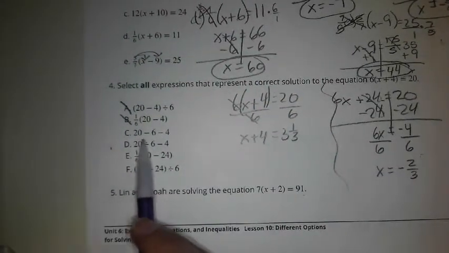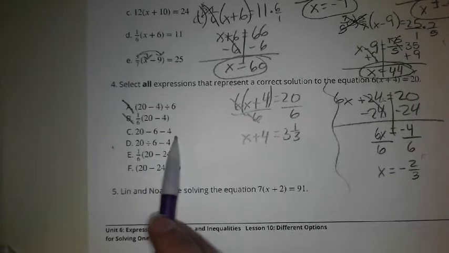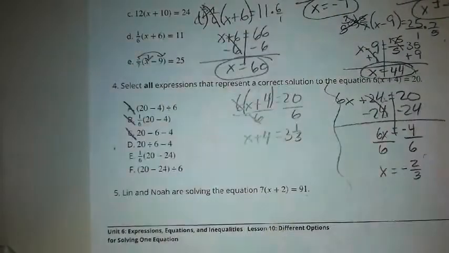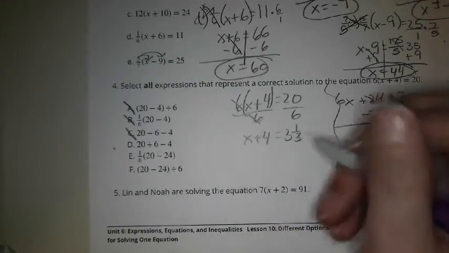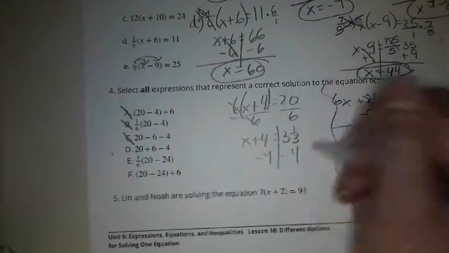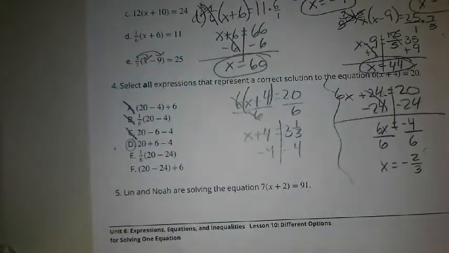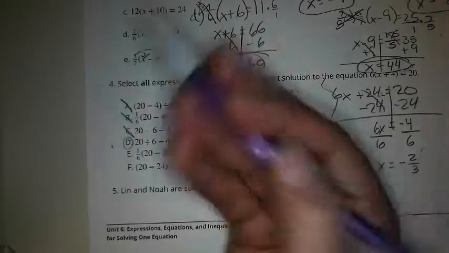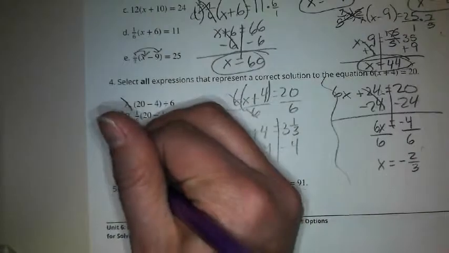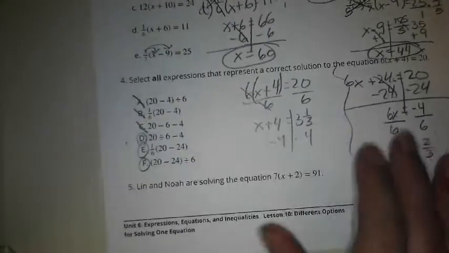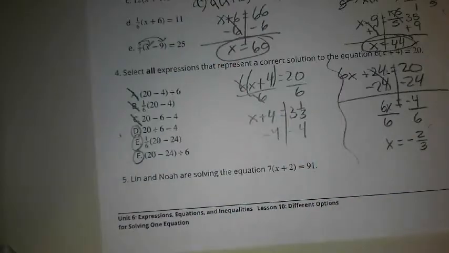So 20, did I do 20 minus 6 minus 4? No, I didn't do that. 20 divided by 6. Yep, 20 divided by 6. And yep, of course I would subtract 4 from both sides, so D would work. Did I take a 6 of 20 minus 4? Well, I took 20 minus 4 and divided by 6. So yep, that would work. And then F, 20 minus 24 divided by 6. Yep, and that would work. So I had to work out the problem in order to pick which expressions would be correct.